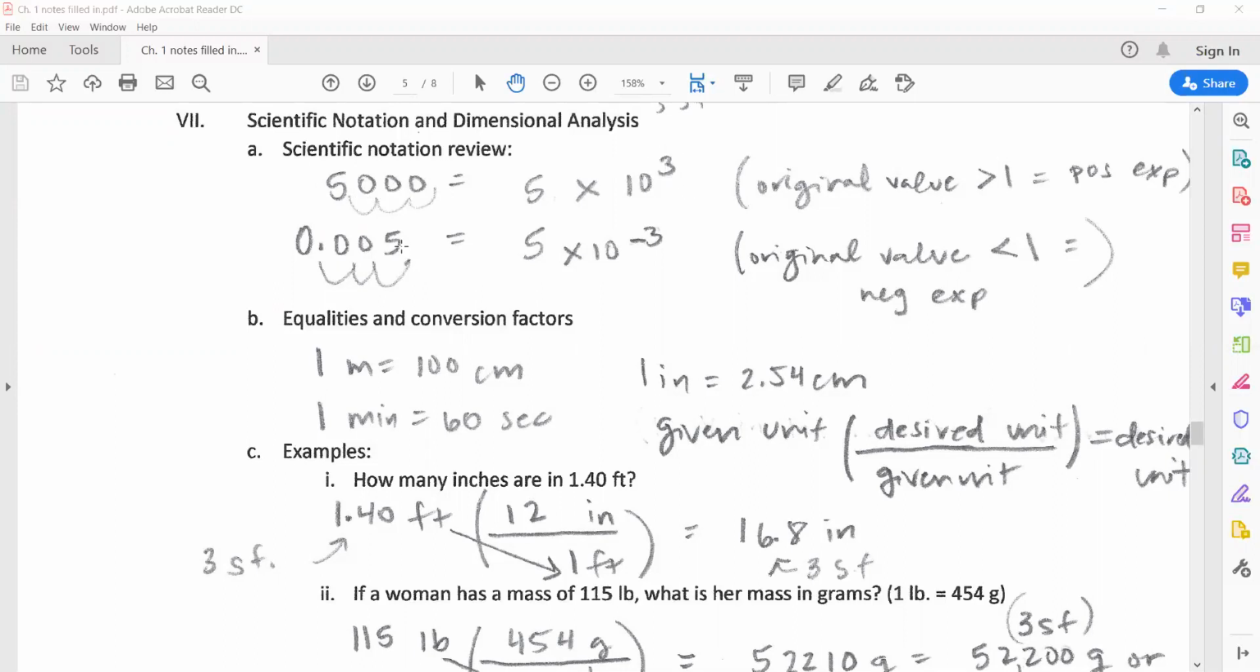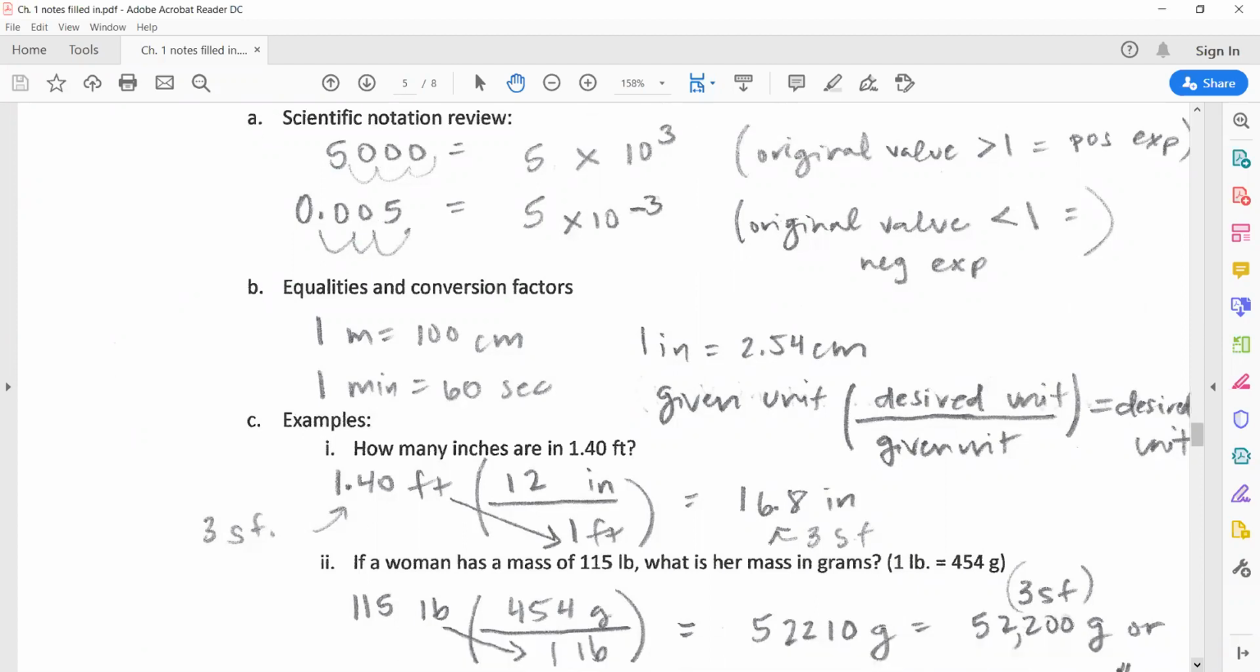Whereas 0.005, I still move the decimal until I only have one digit to the left of the decimal point, so 5 times 10 to the negative 3. So negative 3 indicates that I have moved the decimal point in the other direction. The way I remember this is if the original value is big, meaning 5,000, for example, greater than 1, it's going to be a positive exponent. But if the value was less than 1, some decimal, then the exponent will be negative. So if you think of a number line, the negatives are down here for small numbers, and the positives are up here for big numbers.